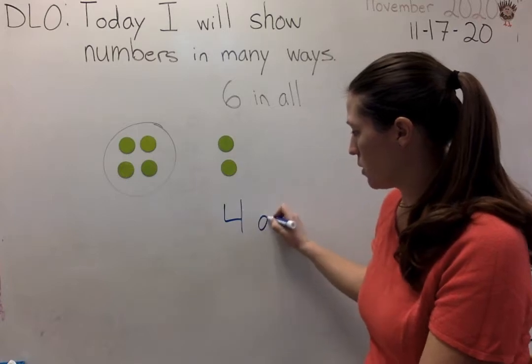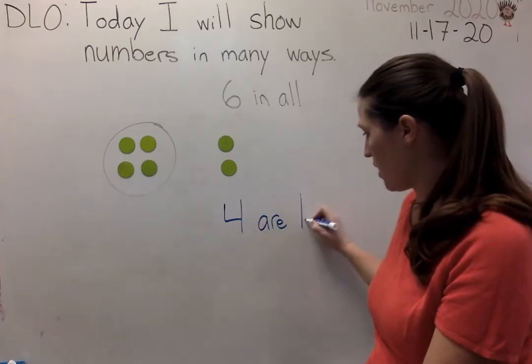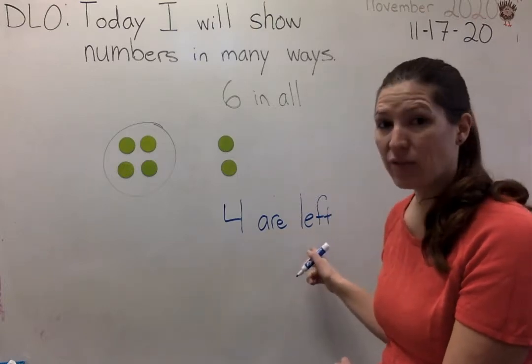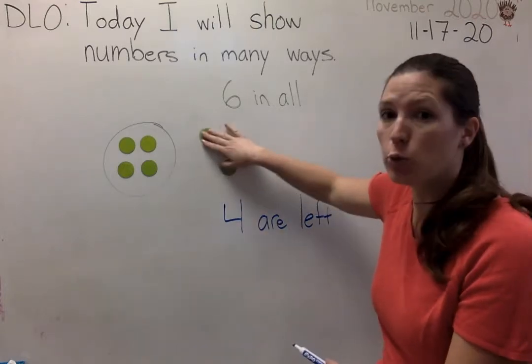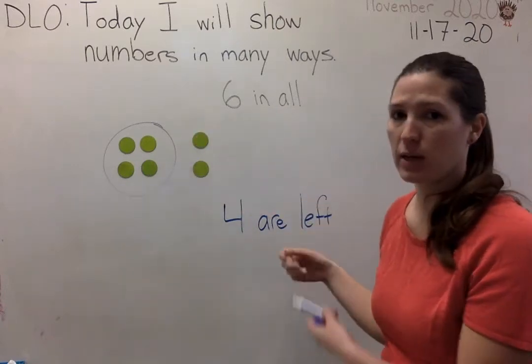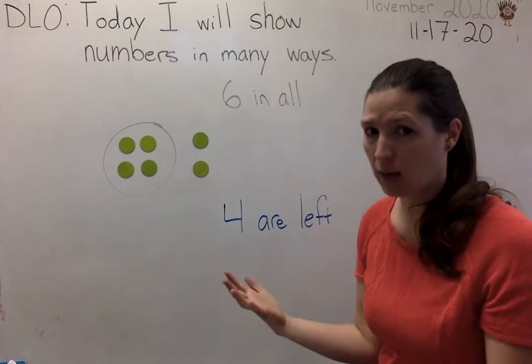4 are left. So when we use the word left, we could say like 2 plates or 2 cookies left on the plate. Left can mean how many are remaining.